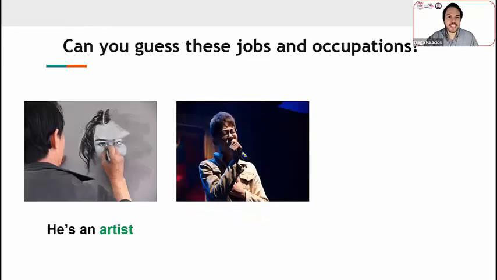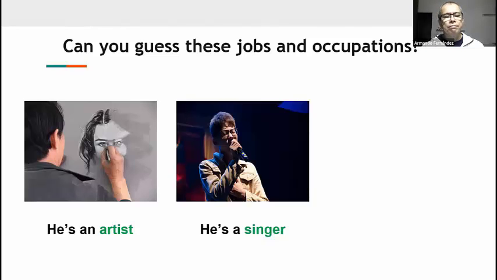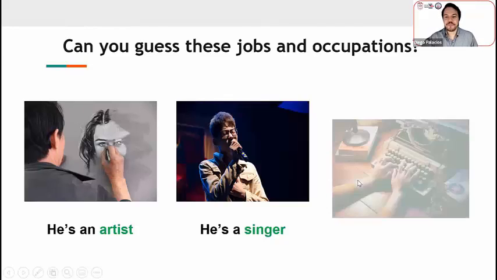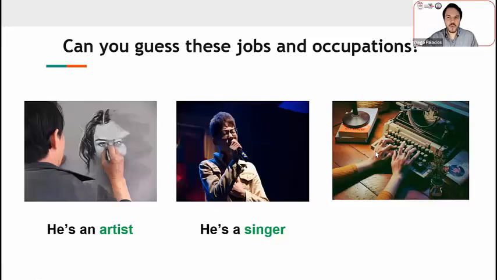What do you think his job or occupation is? He's a singer. So he's a singer. A singer. Okay, let's check. Let's see. Excellent. Okay, listen and then repeat. He's a singer. Everybody. He is a singer. He's a singer. Awesome. Excellent. Thank you. What about the next one? What do you think?